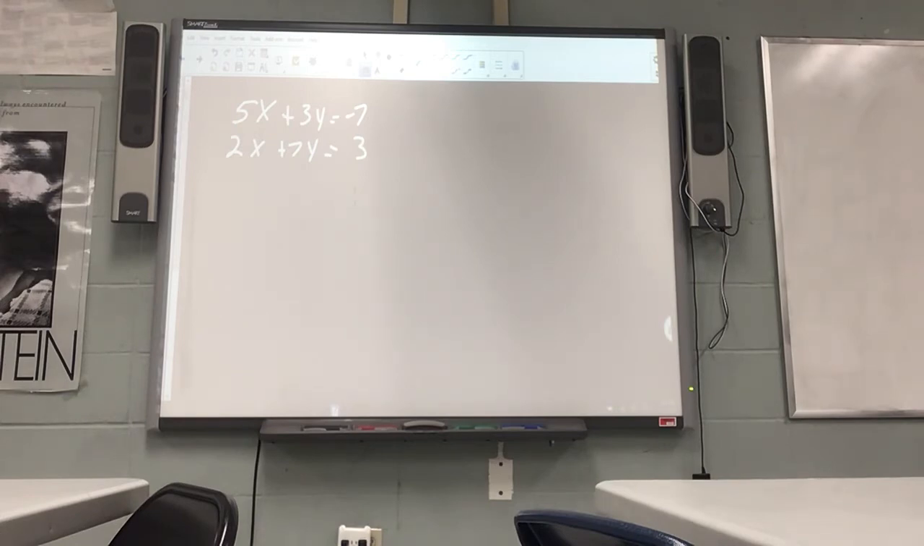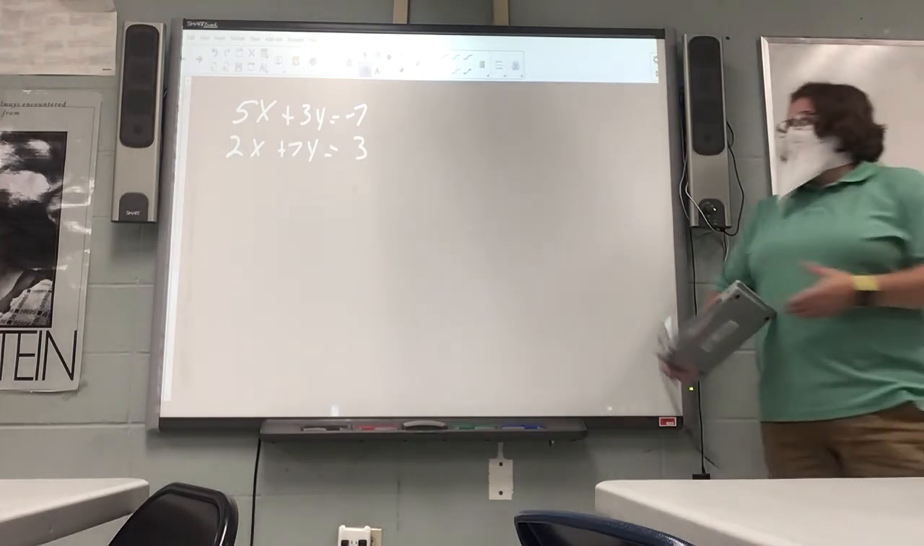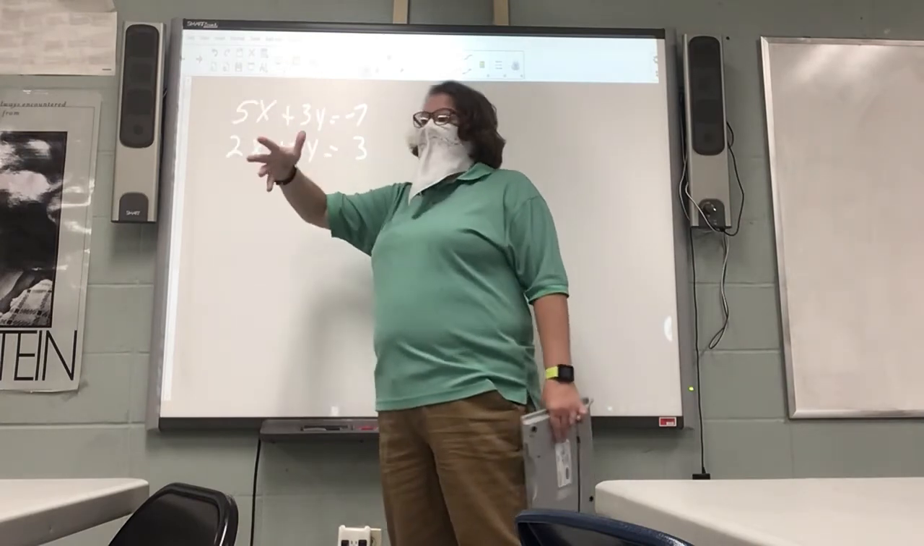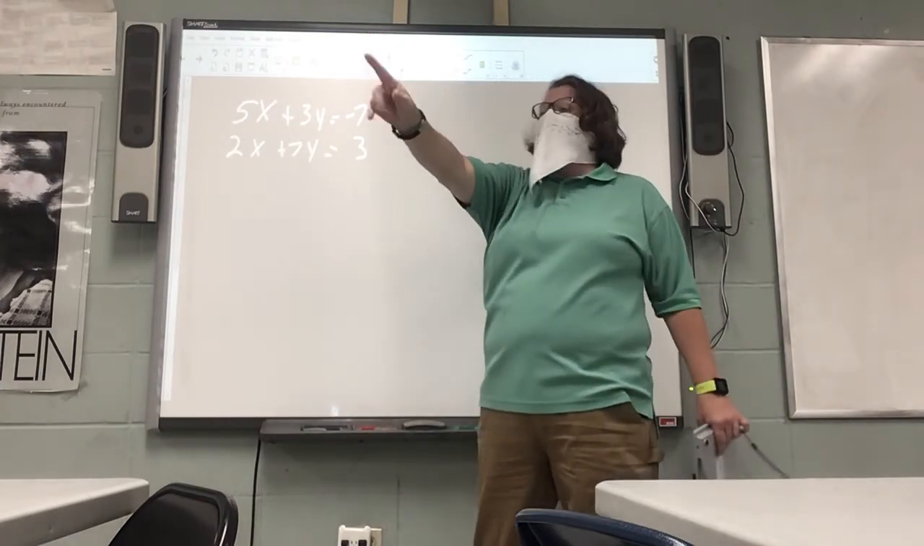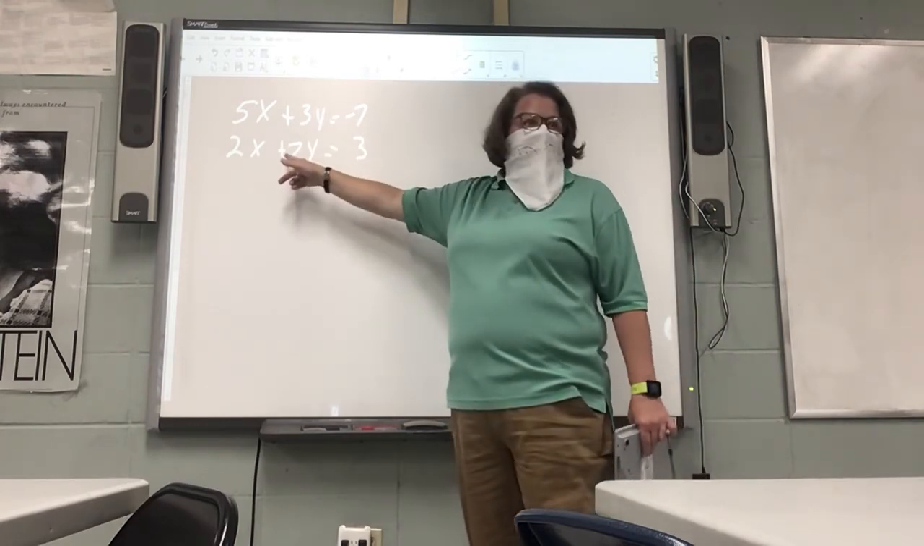Alright, so look at your x's. 5 and 2, that's not the same, not ready yet. Look at your y's. 3 and 7, that's not the same, not ready yet. Now in the last problem, we were able to keep one of our equations the same. Like we kept that top one the same and just multiplied the bottom one. Could I do that here? Is there something times 2 that gets me 5? Not a whole number. Oh, just kidding. You're ahead of me. Is there something times 3 that gets me 7? Nope. Not a whole number.